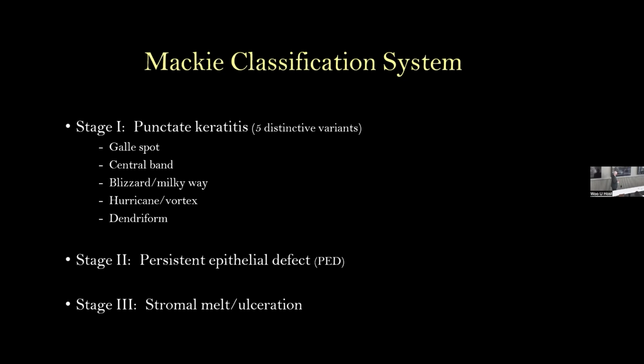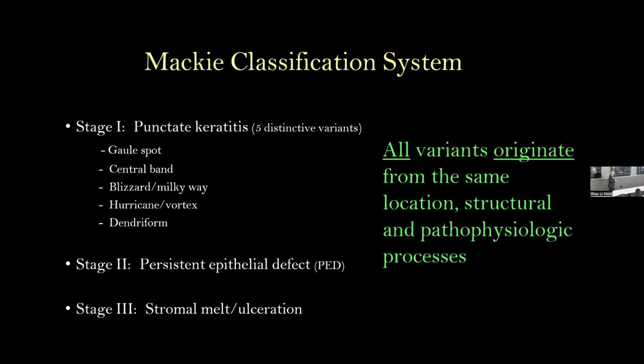Now, stage 1, in all the literature out there, it'll describe stage 1 in terms of how Ian Mackey described it, just punctate keratitis. No location, no pattern. And this is where we depart from the literature, okay? I have identified 5 distinctive variants. Golly spot, what I call central band, what I call blizzard and Milky Way, what I call hurricane and vortex, and finally dendriform. And we're going to want to take a look at these.